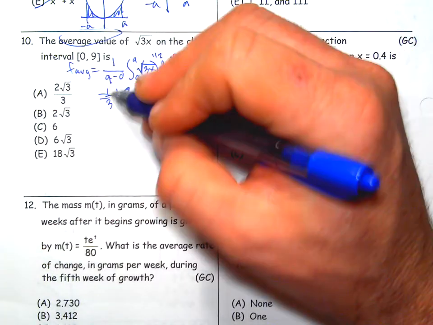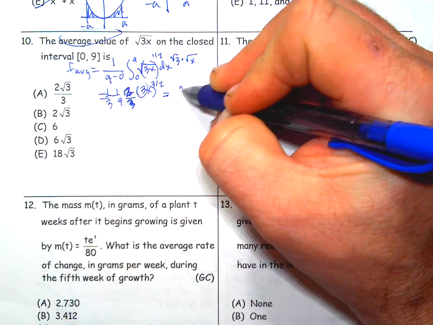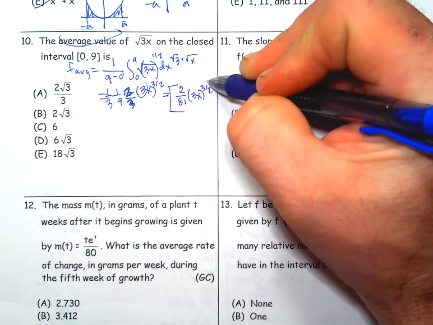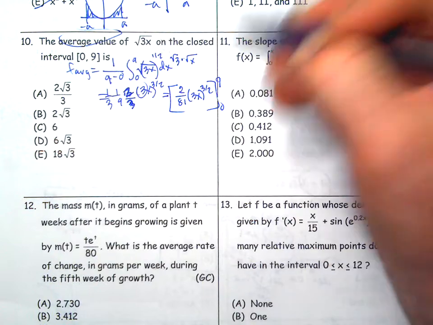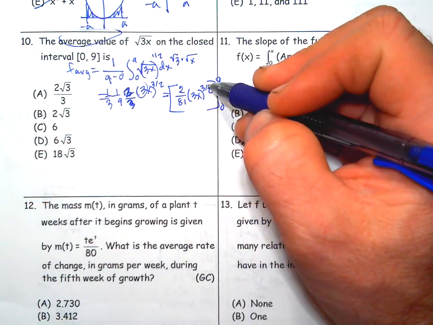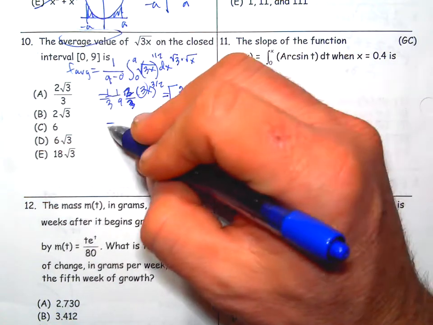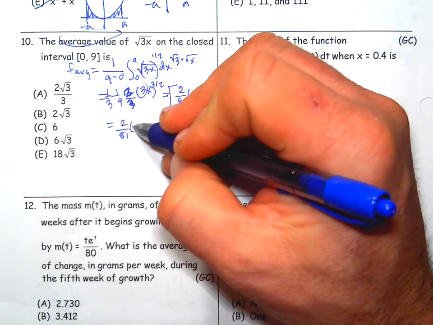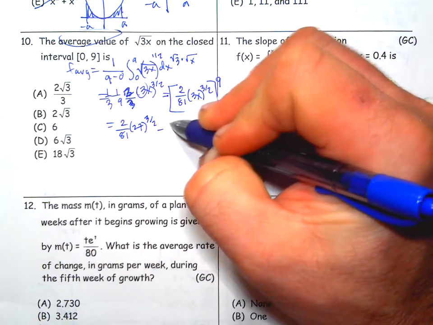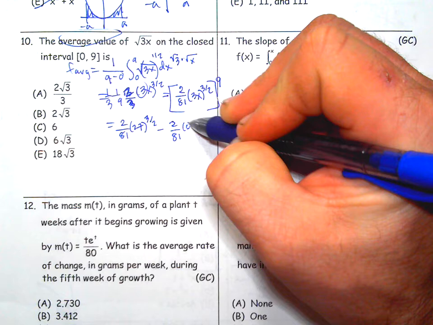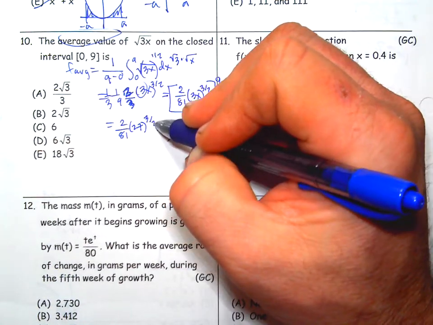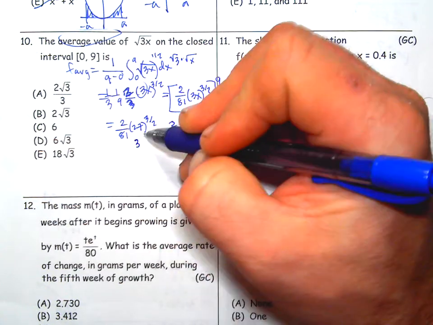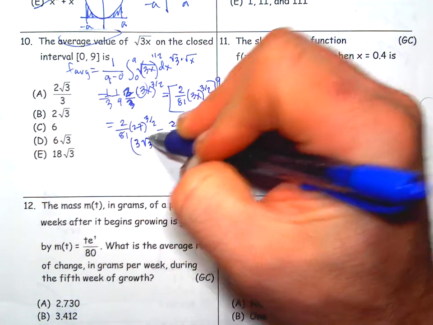So what do we have? We have 2 over 81, 3x to the 3/2, if we do it that way. And then we've got to plug 0 to 9 in. So you plug 9 in, you get 27 to 3/2 minus 0 to 3/2. So that term drops out now. Square root of 27 would give you 3 square root 3, but then we're going to cube it.